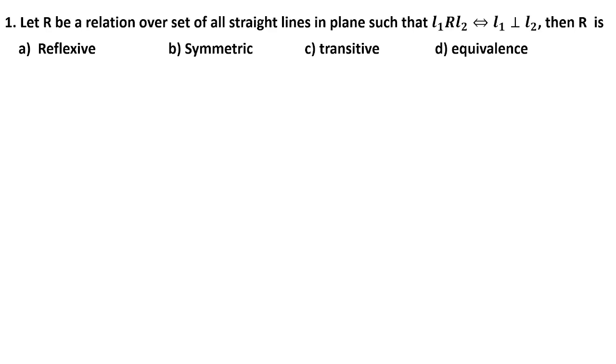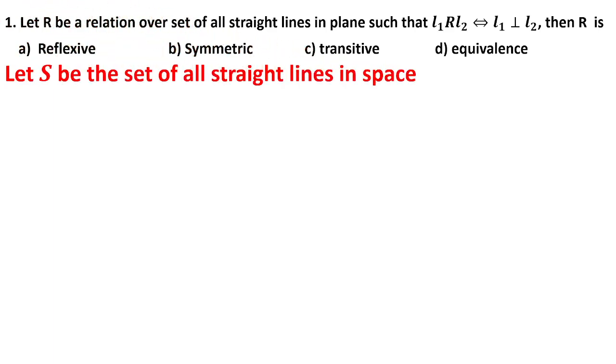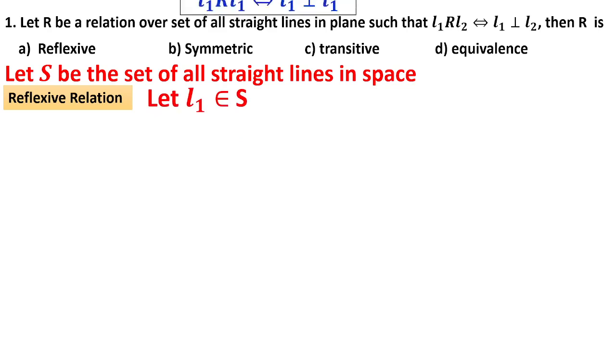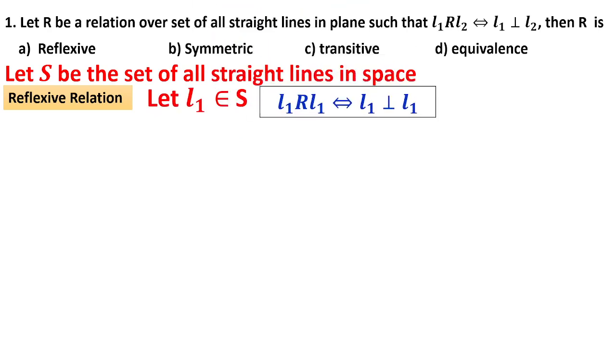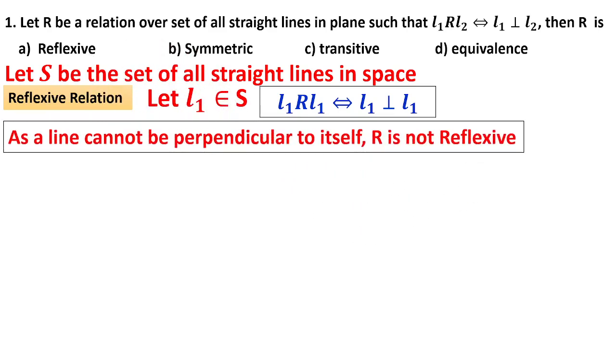Question number 1. Let R be a relation over the set of all straight lines in the plane such that L1 is related to L2 if L1 is perpendicular to L2. We have to check the nature of R. Let S be the set of all straight lines. Let us check whether it is reflexive. Take one straight line L1 in the set. L1 related to L1 implies L1 is perpendicular to L1. But is it possible? No, a line cannot be perpendicular to itself, therefore R is not reflexive.